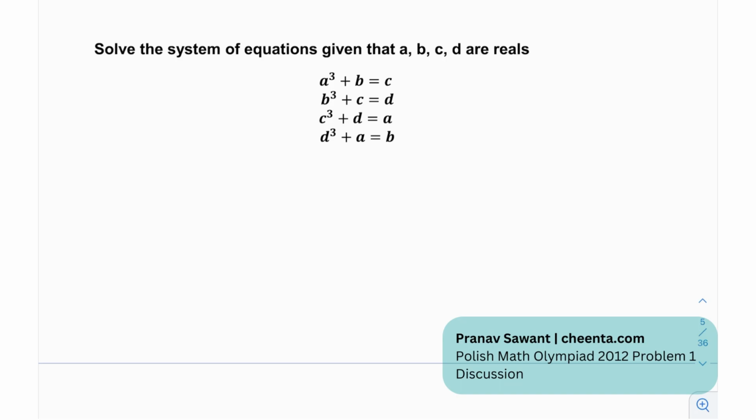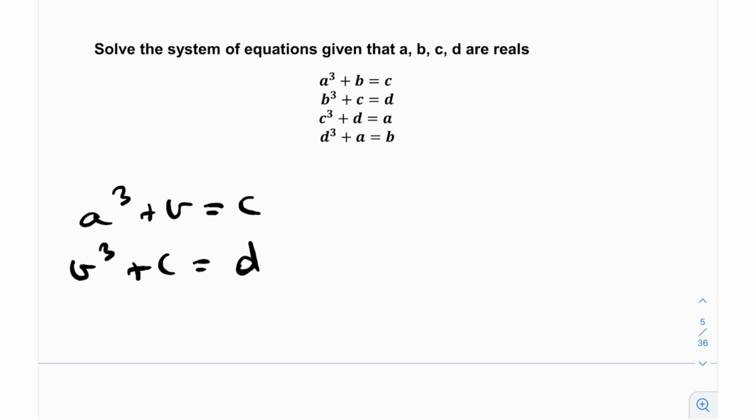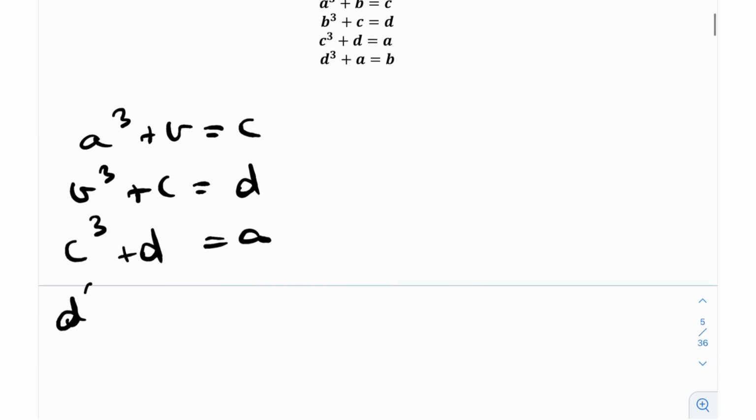So the first thing that I can notice is, maybe if I label these as 1, 2, 3, 4, let me just write it out. So I have a cube plus b is equal to c. I have b cube plus c is equal to d. I have c cube plus d is equal to a. And I have d cube plus a is equal to b.